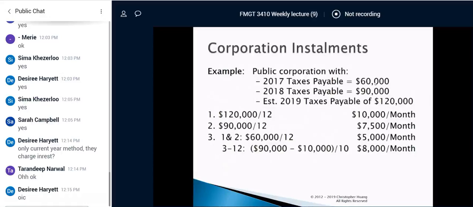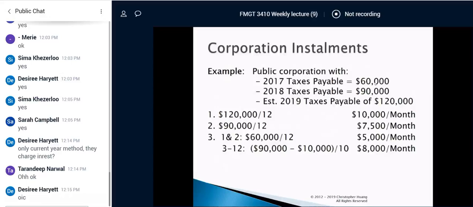So for public corps, imagine you have a situation: 2017, you owe tax of $60,000, 2018, you owe $90,000, and you estimate $120,000 in the current year, right? So under the current year method, you pay $10,000 a month. Under the preceding year method, you'd pay $7,500 a month.